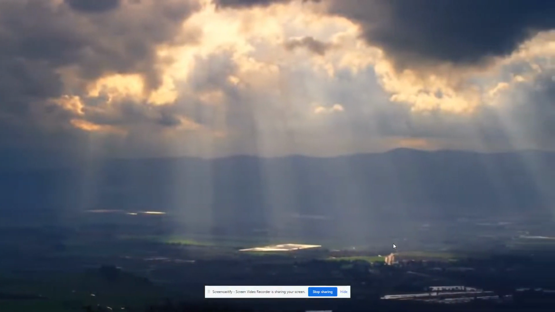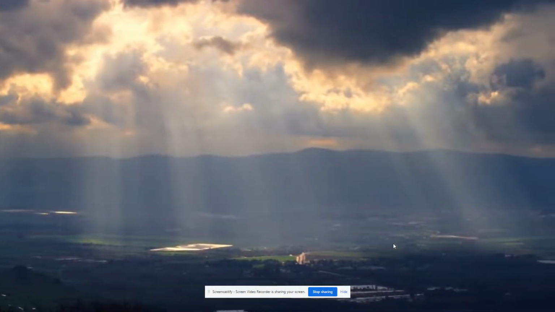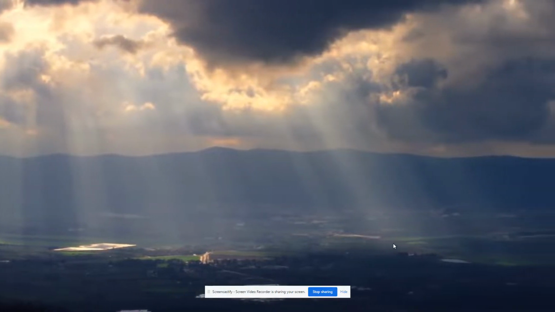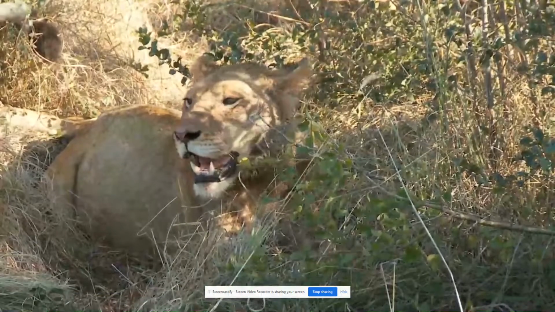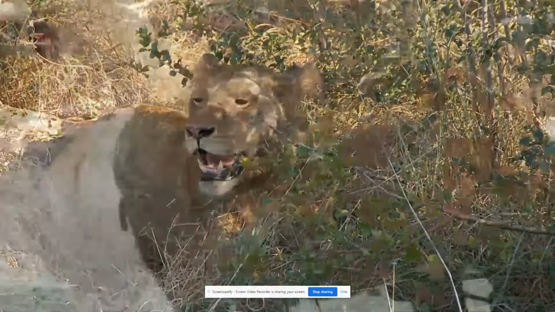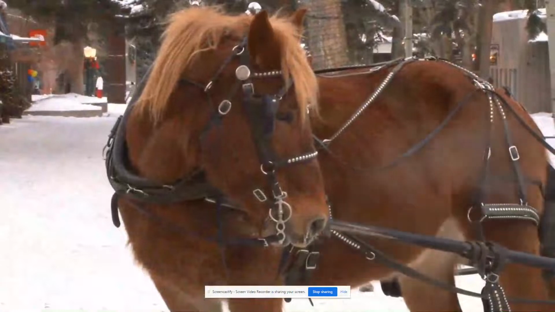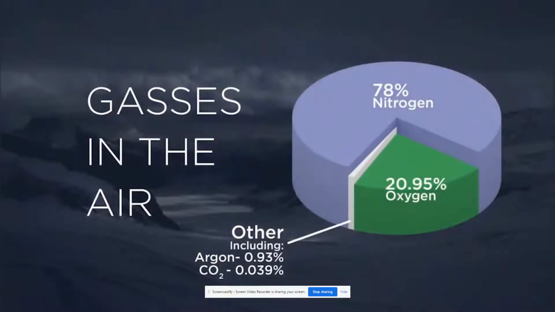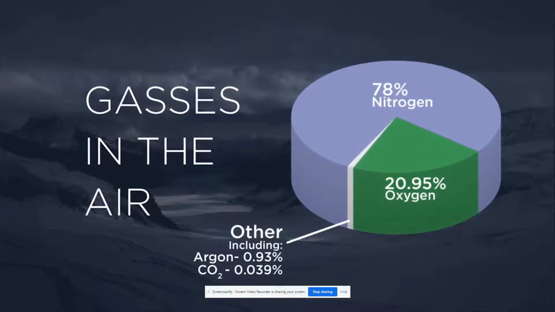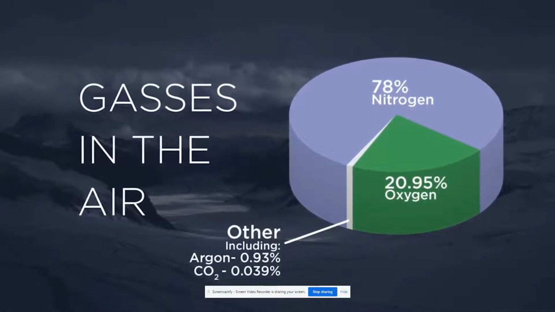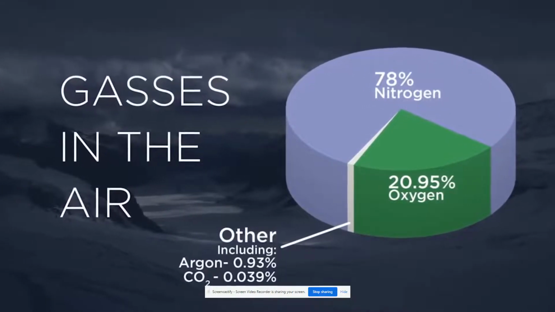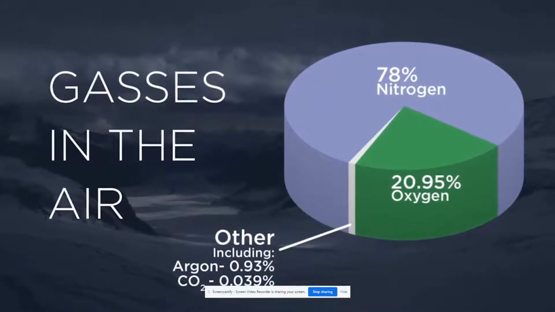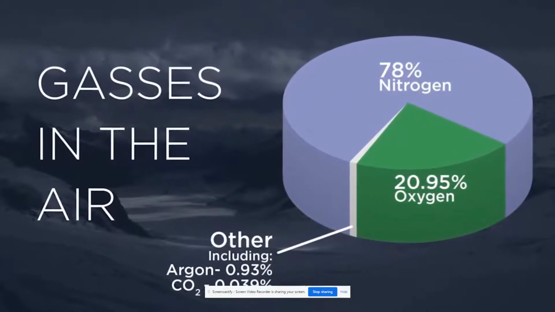The atmosphere serves many functions. It offers protection from UV radiation, helps hold in heat to warm the planet's surface, and contains the oxygen and carbon dioxide required for animal and plant life. Earth's atmosphere comprises 78% of nitrogen, 20.95% of oxygen, 0.93% of argon, and 0.039% of carbon dioxide and other gases.